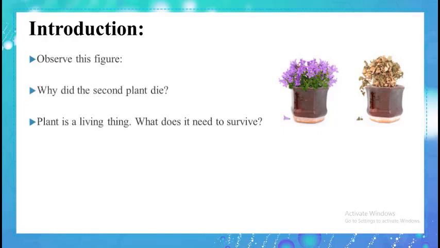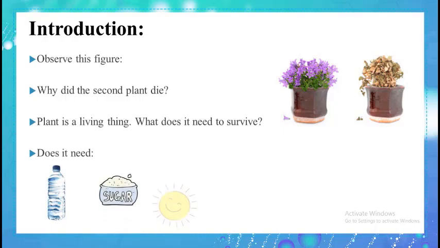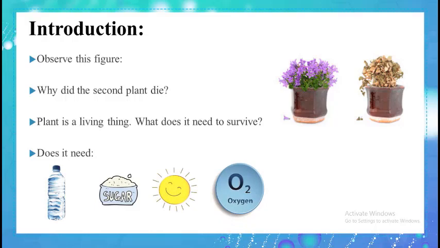Observe this figure, please. What do you notice? What happened to the second plant? Here you can see clearly that the second plant died. Why did the second plant die? We all know that a plant is a living thing. What does it need to survive? Does it need water or sugar, sunlight, or maybe oxygen gas?